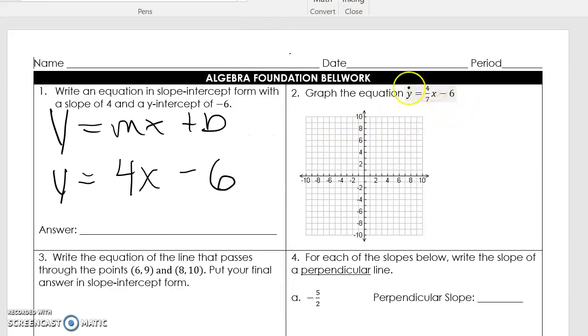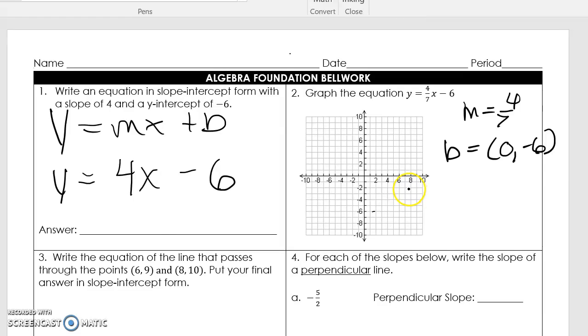So y equals a slope of 4x minus 6. The next one where it says graph, right there you can see it's already in slope-intercept form. So you could tell us that the slope is 4/7, and that your b is -6. So go to -6, that's where you're going to start your graph. And then you're going to go up 4 and over 7. So up 4 and right 7.